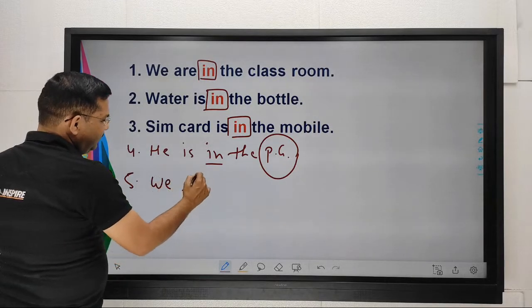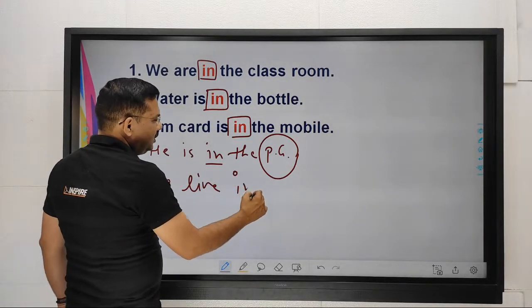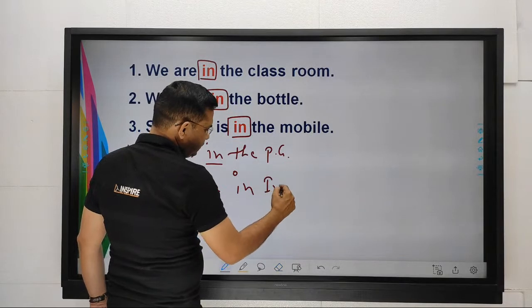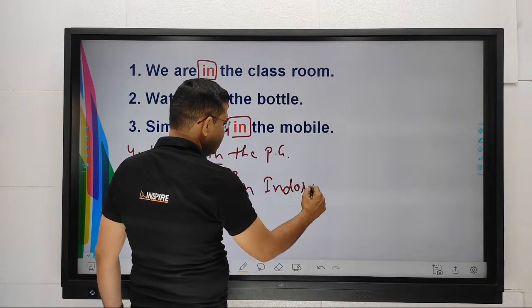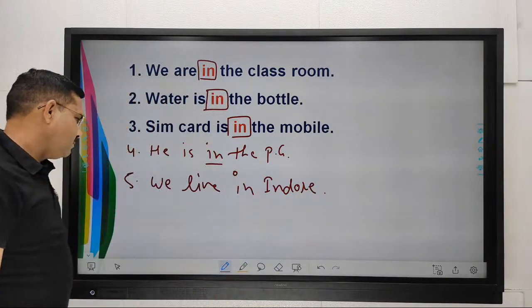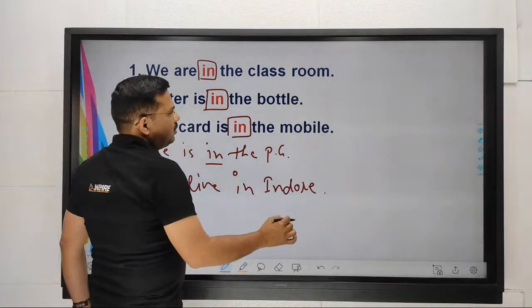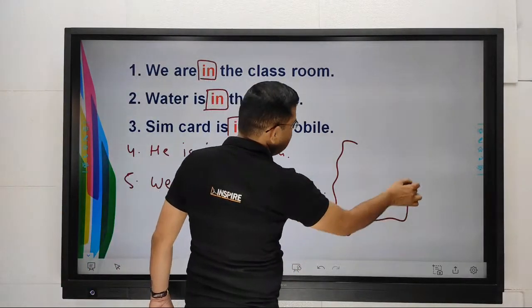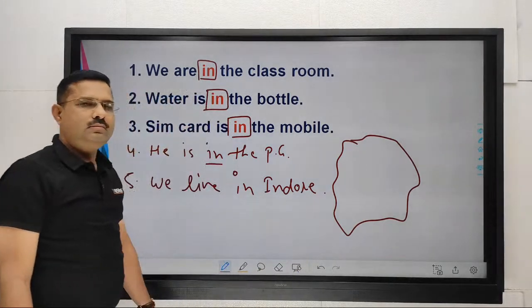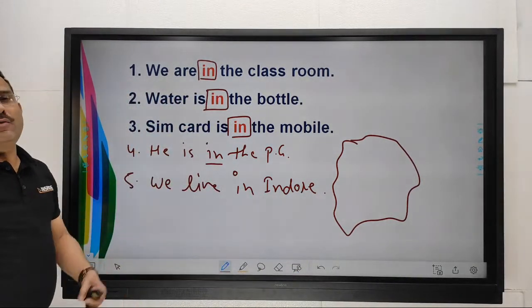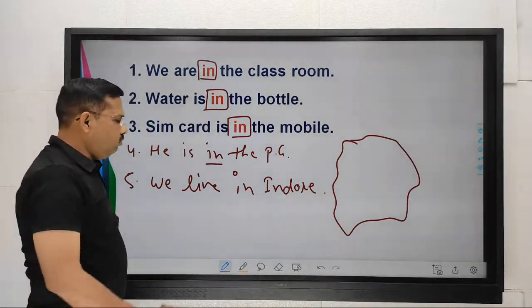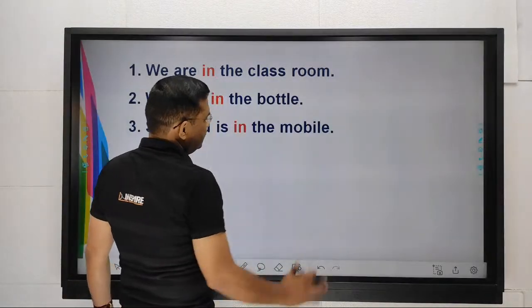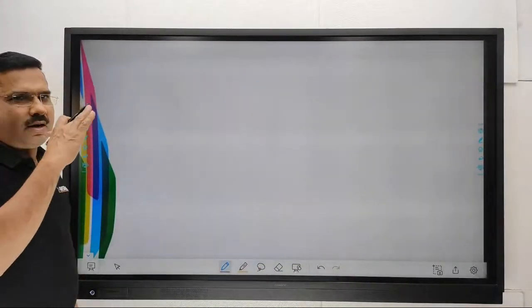Or we live in Indore. We live in Indore because Indore has its seema, its boundary. And we live in that boundary, that is called in. Okay. Now the actual game starts.